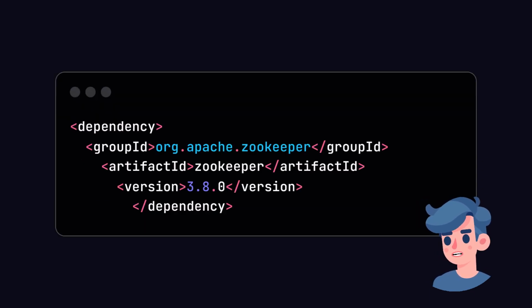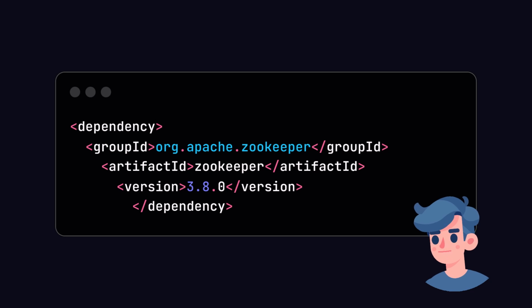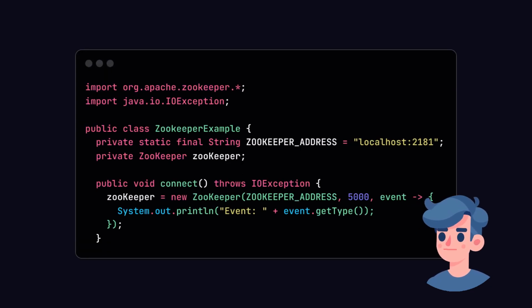Next, let's write a small Java program to interact with Zookeeper. For this, we need to include the Zookeeper client dependency in our project. If you're using Maven, add this to your pom.xml file. Now, let's create a new Java class named ZookeeperExample. We will implement a basic Zookeeper client that connects to our Zookeeper server.